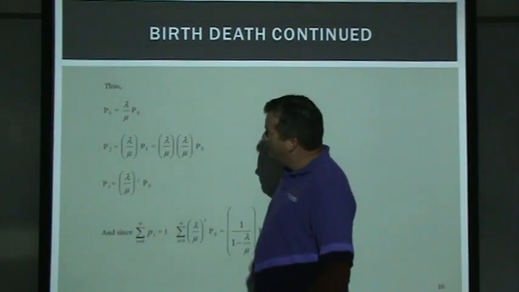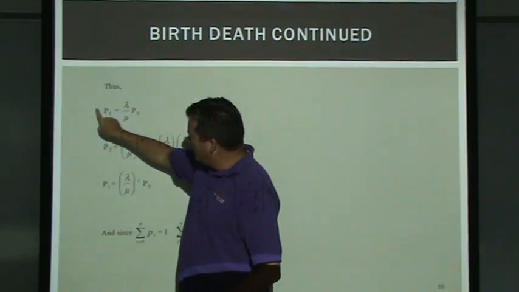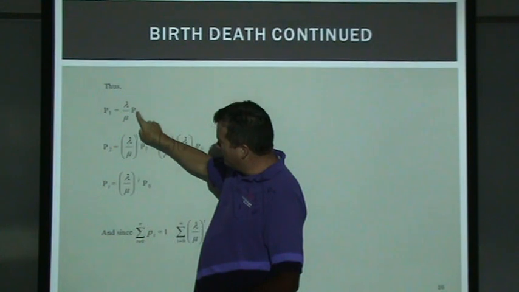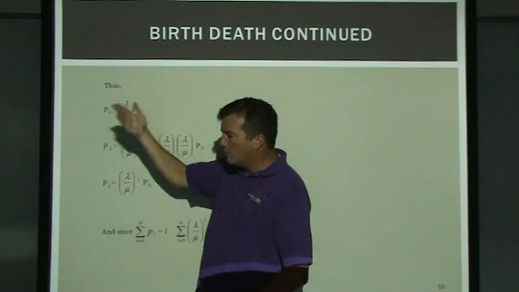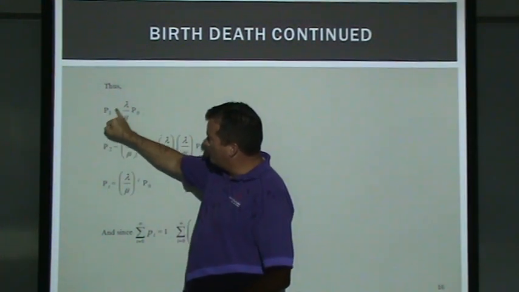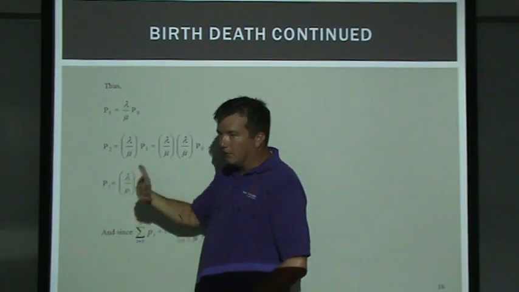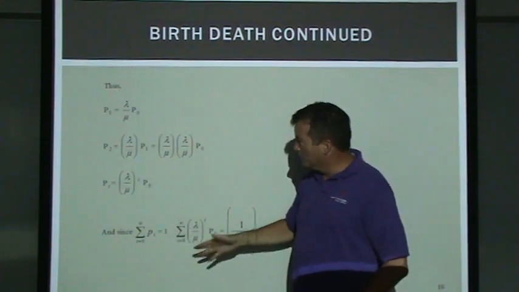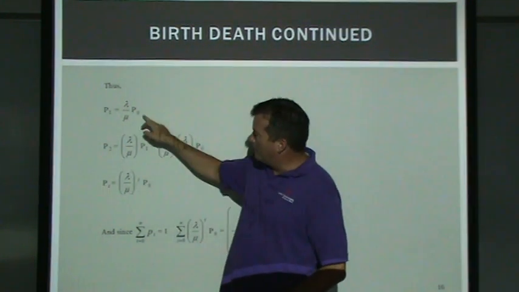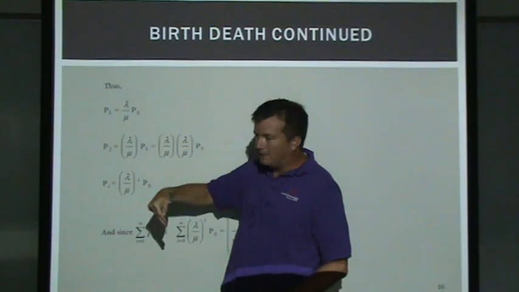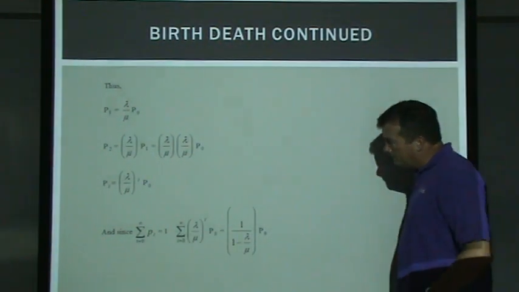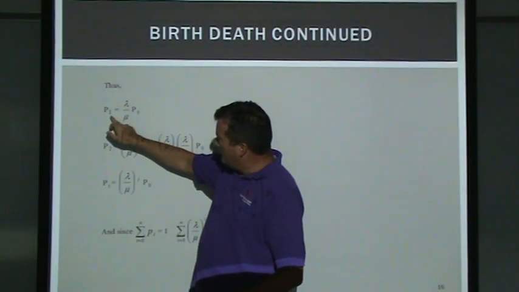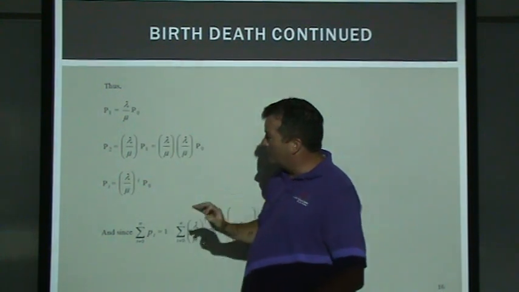So for state 1, the probability of being in state 0 times the rate at which we go to 1, lambda, should equal the probability that we're in state 1 times the rate at which we go to 0, mu. It's kind of like saying the elevator is on floor 0, try to imagine a floor 0, and goes up at a certain rate, and the probability of it being on the first floor and coming down at the same rate should equal each other. So the probability of being in state 1 is lambda over mu times the probability of being in state 0.